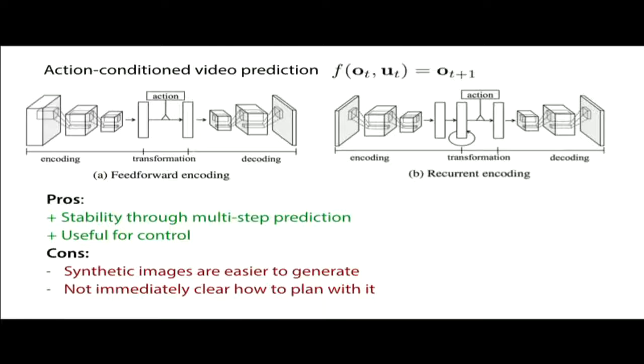And it's also not immediately clear how you would try and plan with this. If you thought about it really hard, you probably could come up with something, but generally to plan with it, you need some sort of reward function on the predicted images, which is not something that is immediately available.